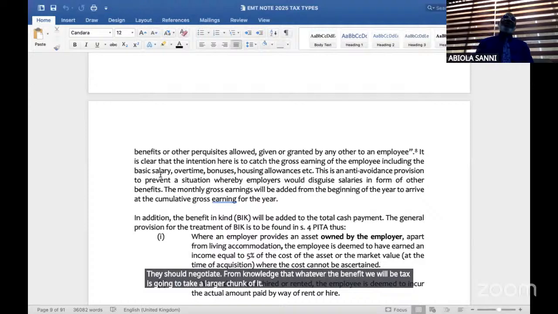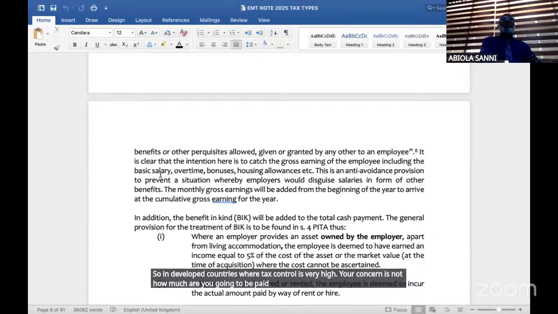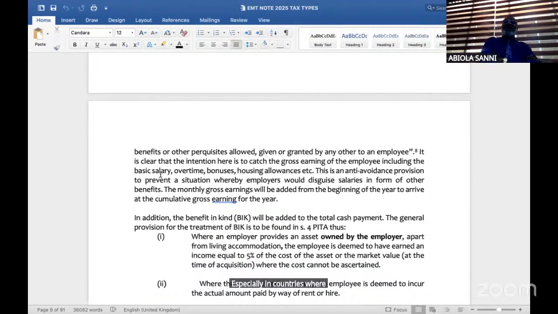So in developed countries where tax culture is very high, your concern is not how much you are going to be paid, but how much you are going to take home, especially in countries where the tax rate may be as high as 50%. Imagine you having a letter saying that your salary is now £100,000 or $100,000, but in reality, your take home is 49,000 pounds or dollars.